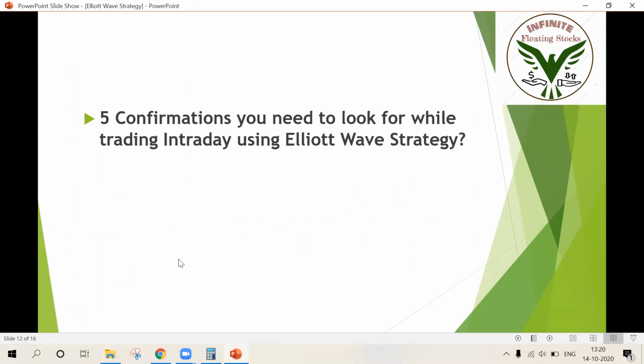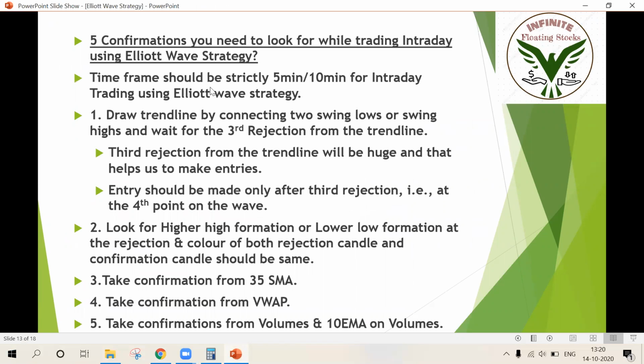All right. So there are 5 confirmations you need to look for while trading intraday using the Elliott wave strategy. I repeat, the time frame should be strictly 5 minute or 10 minute. The first confirmation is to draw a trend line by considering 2 swing lows or swing highs and wait for the third rejection from the trend line. The third rejection from the trend line will be huge, and that will help us make entries. I already showed you that. Entry should be made only after the third rejection. This is very important at the fourth wave point.